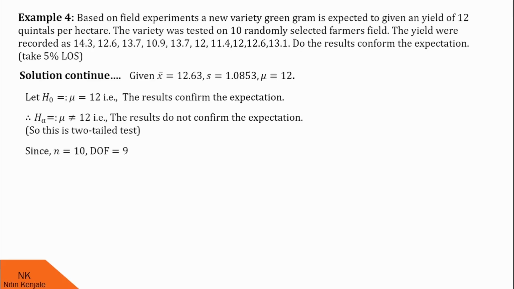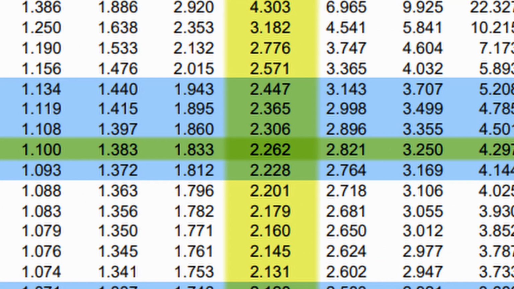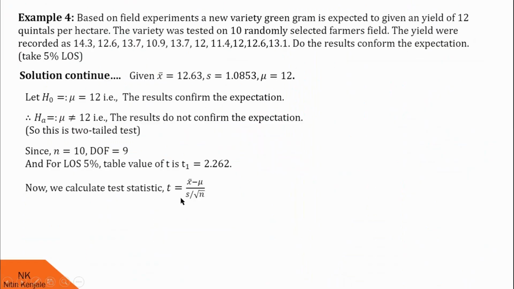Now I'm going to first find out the table value of the t. Here n is equal to 10, so degrees of freedom is 9. And at 5% LOS, I found table value is 2.262. Now let us proceed to calculate test statistic using this formula. After substituting x bar as 12.63, mu as 12, s as 1.0853 and n as 10, I see t is 1.8326. Finally, we compare this calculated value with table value.